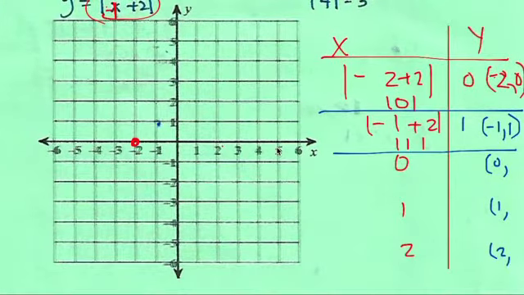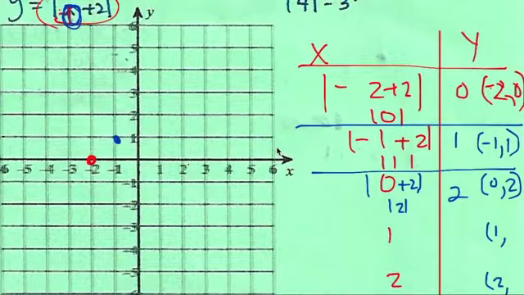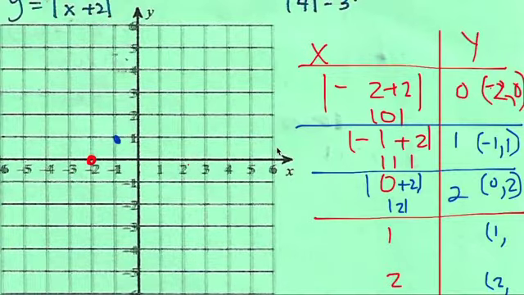Okay, and then next one, you input 1. So I'm going back to this equation. If you're not seeing my work, I input 1 there. So I got 1 plus 2. Absolute value, that equals 3, absolute value of 3, answer is 3. So 1, 3. And you do the same for 2.